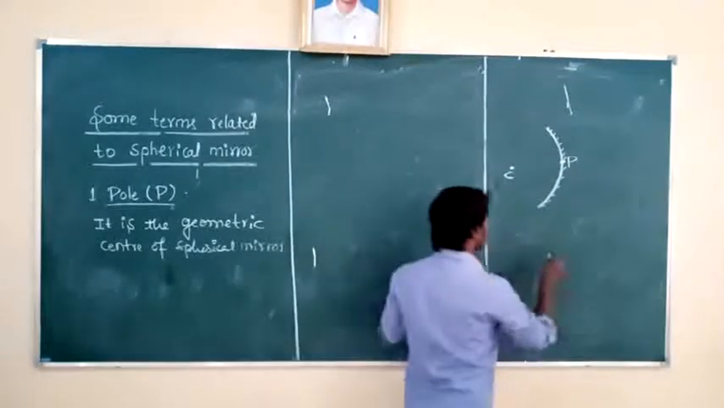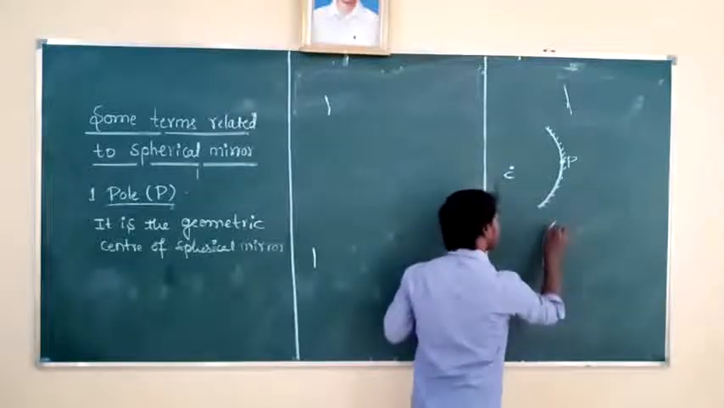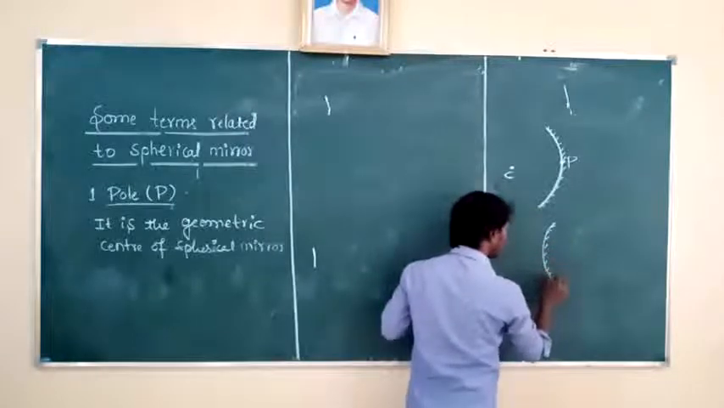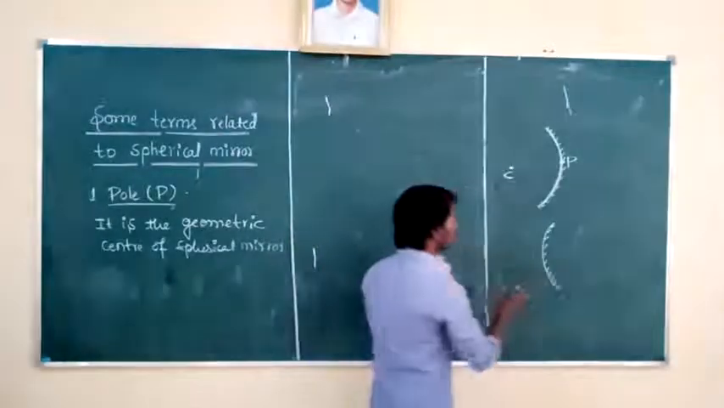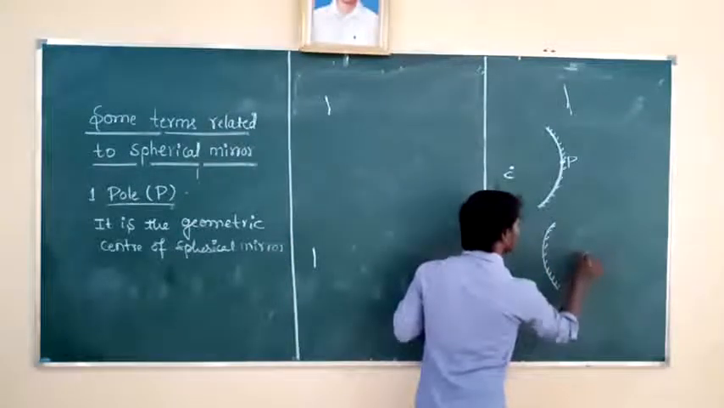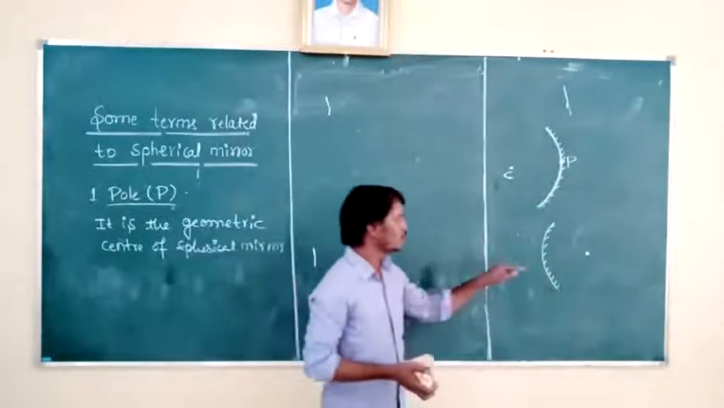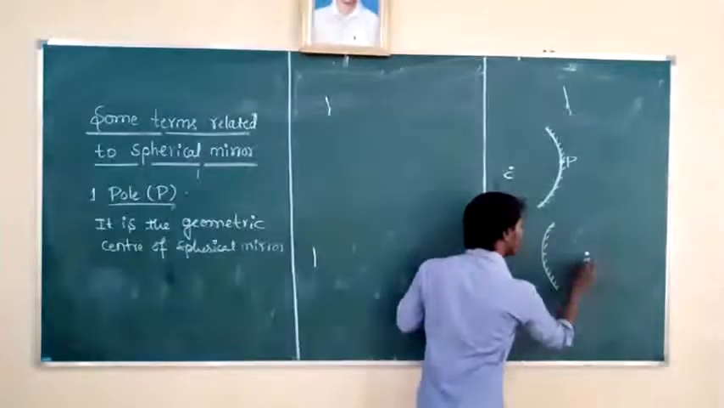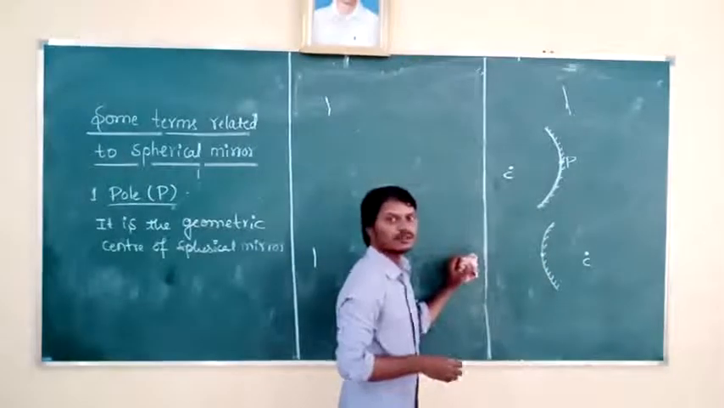Then in the case of a convex mirror, the inside surface is polished and the outside surface is reflecting. The surface at which reflection takes place is called the reflecting surface. What is a convex mirror? A convex mirror is a mirror whose center of curvature is behind the reflecting surface. Again, the midpoint or geometric center of this convex mirror is called the pole.